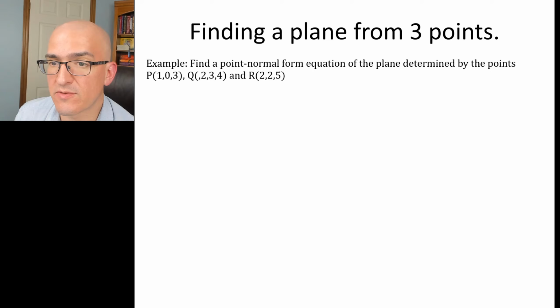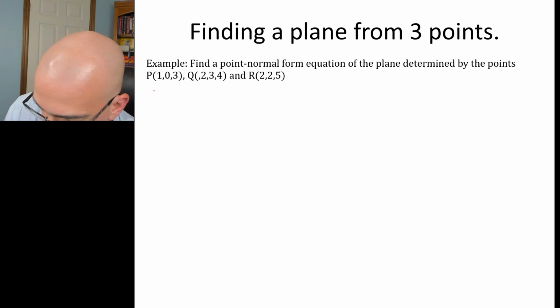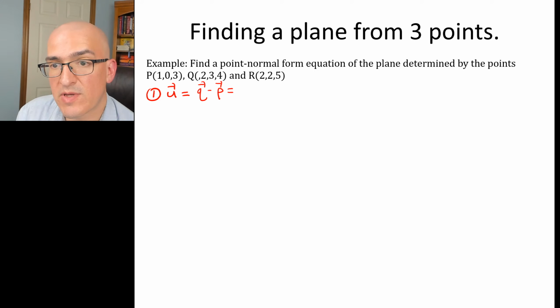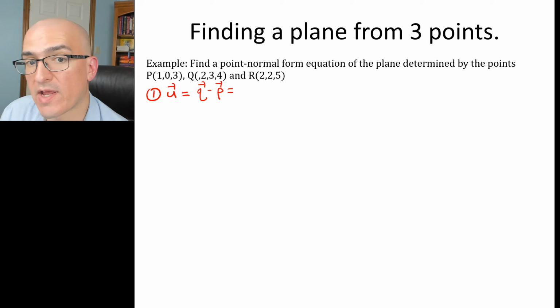So point P (1, 0, 3), Q (2, 3, 4), and R (2, 2, 5). Step 1, u is equal to Q minus P. Notice I'm changing these to lowercase p and q, because I did that earlier in other videos, because I'm saying a vector is equal to a vector minus a vector. I don't want to say a vector is equal to a point minus a point. So it's understood that the little q with an arrow is a vector whose components are given by the coordinates of the point, big Q. Just a shorthand, just a quick way.